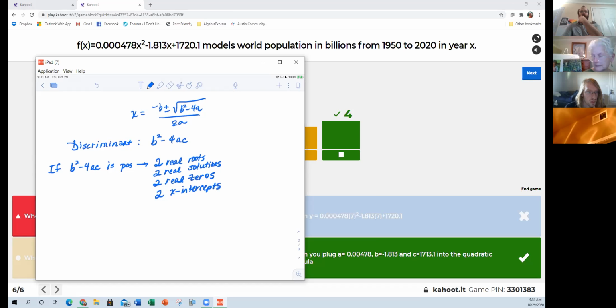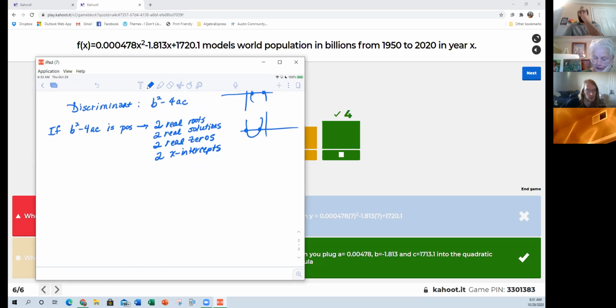So they don't actually talk about the real zeros or the x-intercepts till the next section, 3.2. But you'll be seeing all those words, and you'll see them again then. So what that means is if you graph the equation, it'll cross the x-axis 2 times.